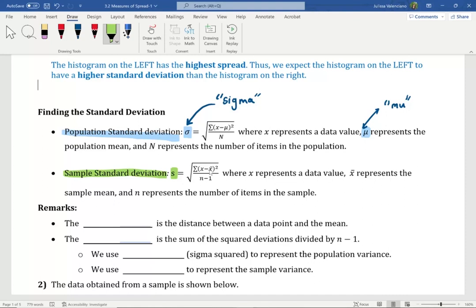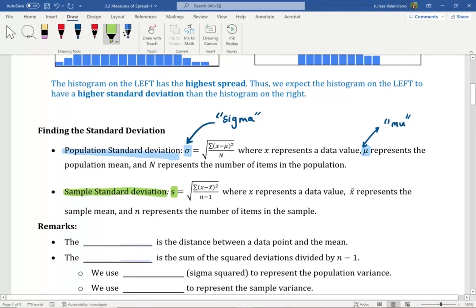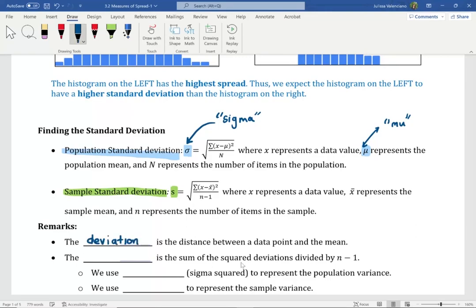In this lesson, we're going to compute the standard deviation by hand, and then we're going to compute the standard deviation using technology. Before we compute the standard deviation of a data set, I want to make a few remarks. When we talk about the deviation, we are referring to the distance between a data point and the mean. If you take one of your data values and you subtract x bar, the value that you get is known as the deviation. This represents the distance between the data value and the mean.